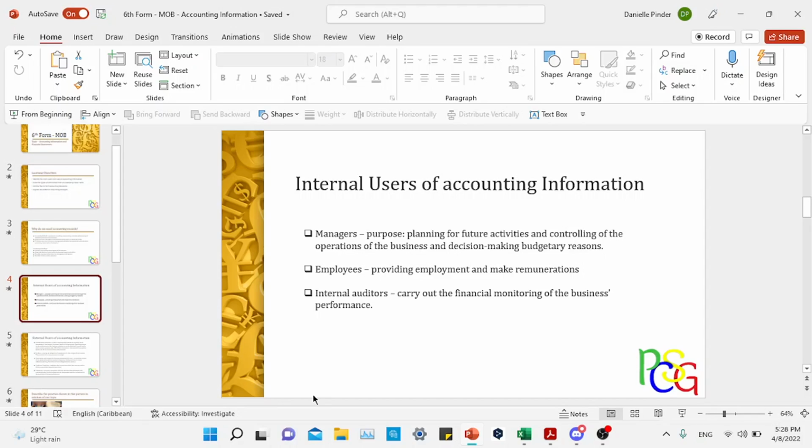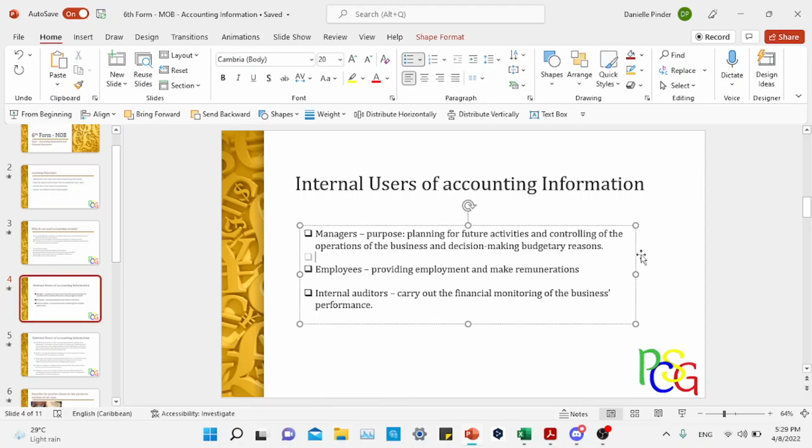And also for internal auditors, right? Auditors are persons who ensure that the company is doing well and that the performance of the company is as expected. They do this to see if they are reaching their goals. Because, for example, we had already discussed budgets, reasons, and future goals.